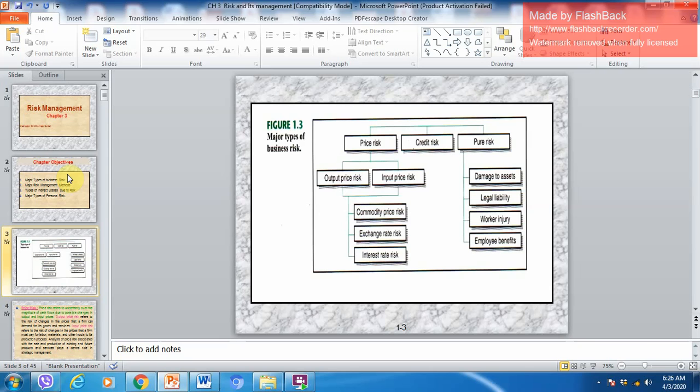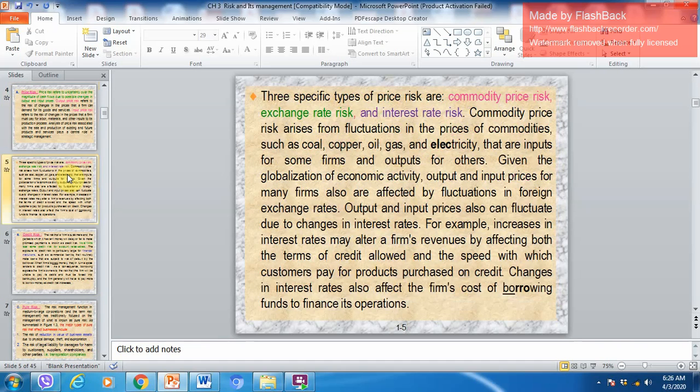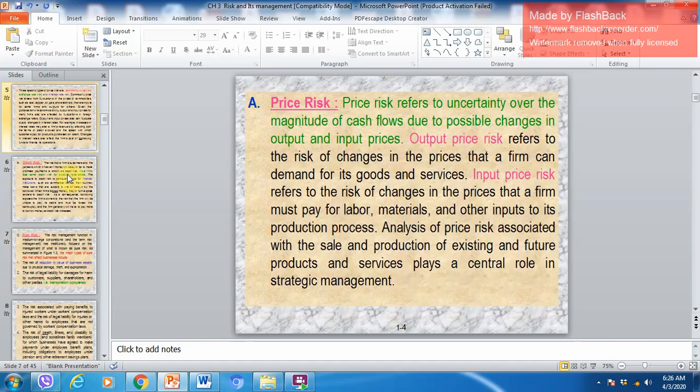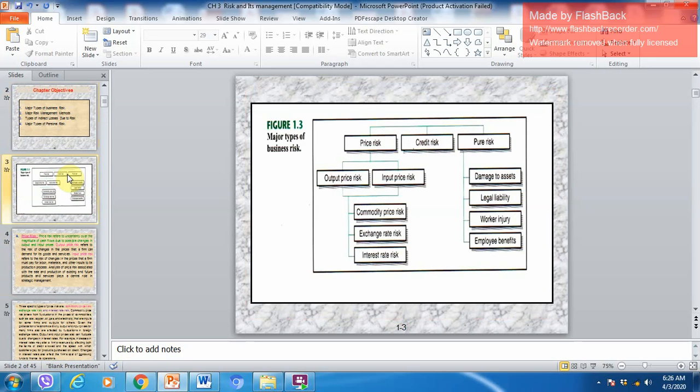I will continue with the same slides and explain each point, because it is easier for you to understand from one picture, but further detail and explanation are also available in the slides. You might have a look at slide number 4, 5, 6, 7, and so on, but I will continue the discussion with the same slide because this is the diagram and all the points are available here. So we discussed these 2 points, input price risk and output price risk.